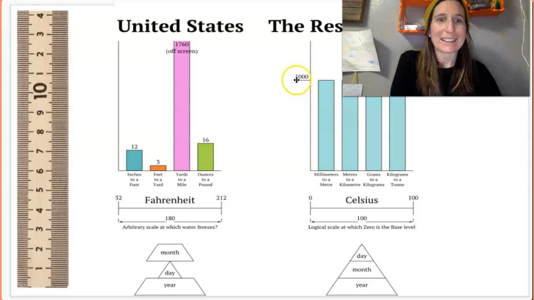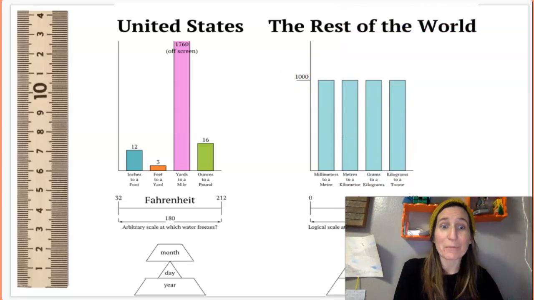And that's comical because converting with the metric system is much simpler than converting with what we use in the United States. The United States uses Fahrenheit, and we look at inches and feet and yards and ounces to a pound. The rest of the world uses millimeters and meters and grams.